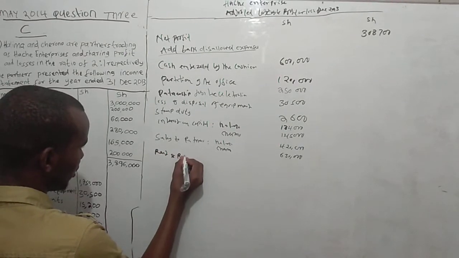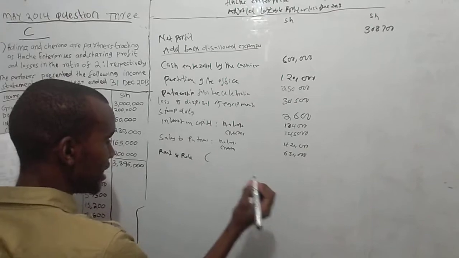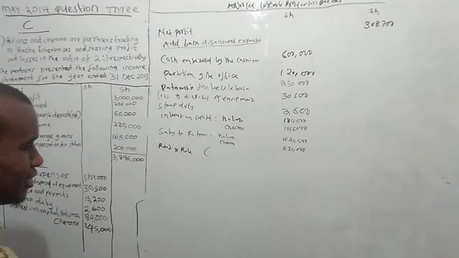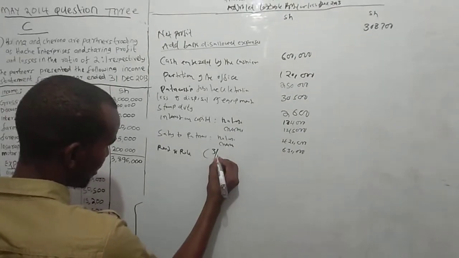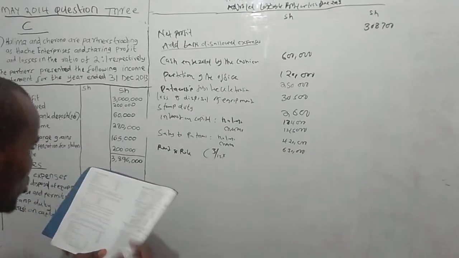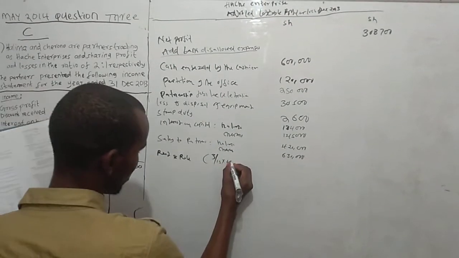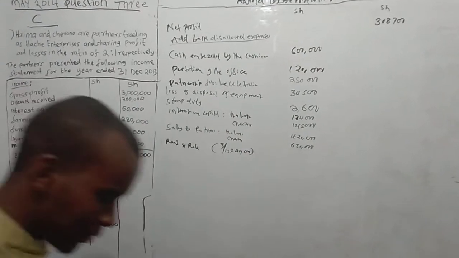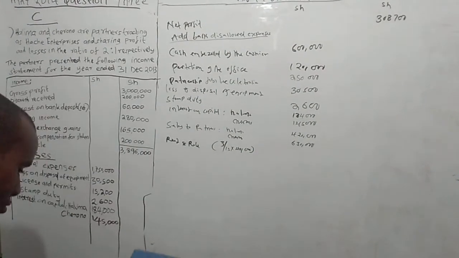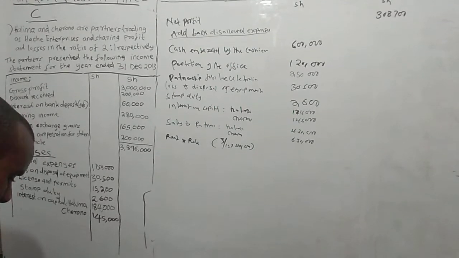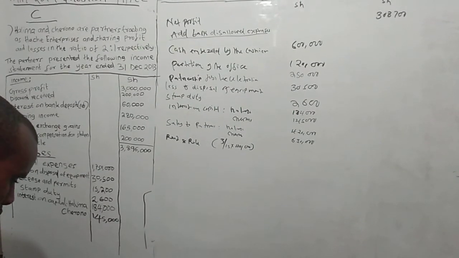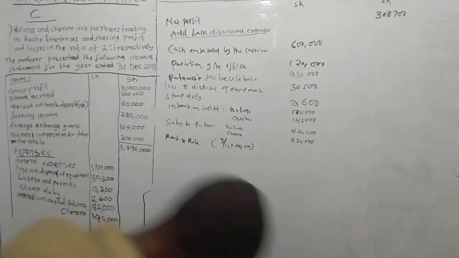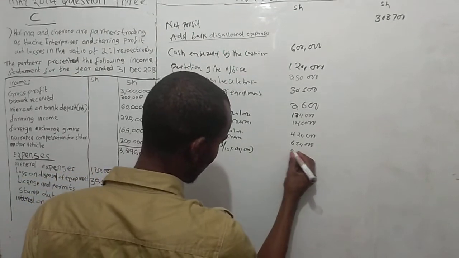Rent and rate. We have here the remaining month, the extra month, the prepaid month, which is 3 out of 15. The rent and rate amount is 40,000, so we multiply by 40,000. If we check the calculator, 3 divided by 15, multiplied by 40,000, I'm getting 8,000.